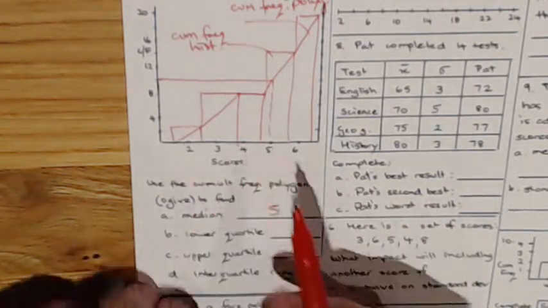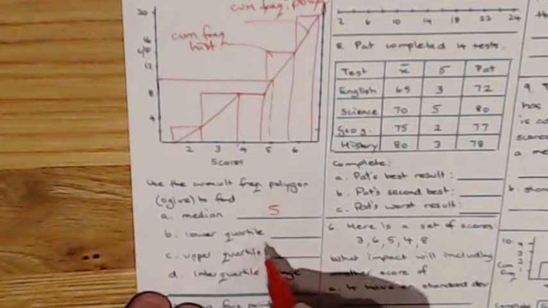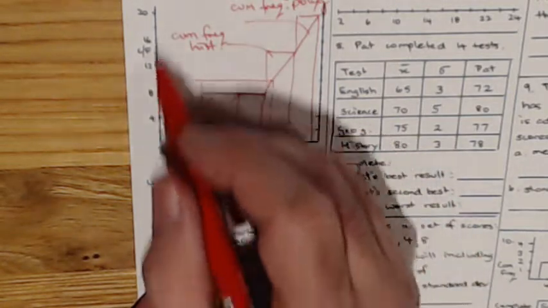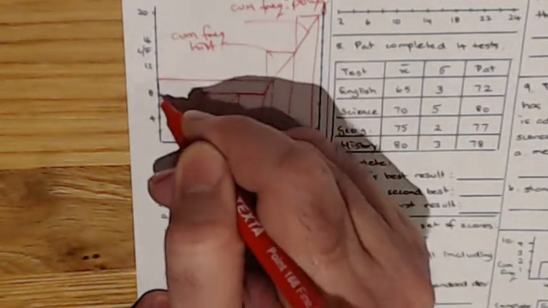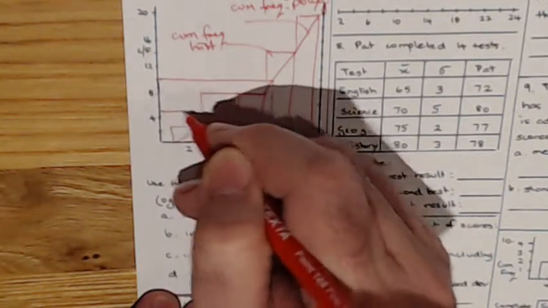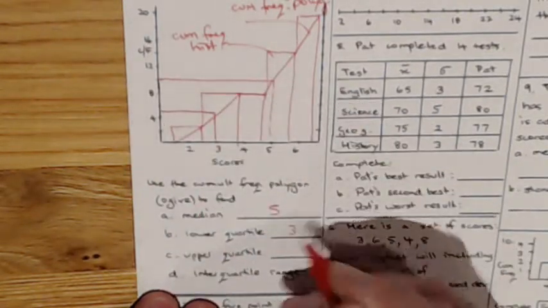Notice that we're not talking about grouped data here. The lower quartile is a quarter of the way up to 20, which is 5. We go across and come down, that's 3.